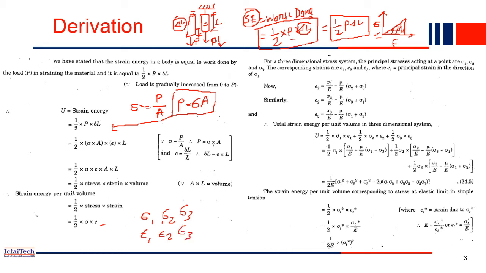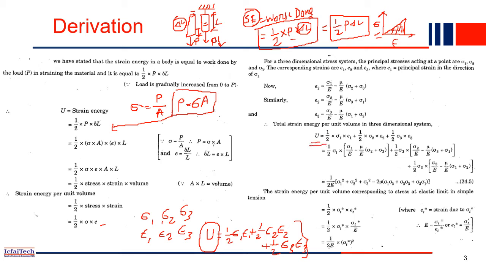So in that case, what will be the strain energy U? Strain energy U will be half of sigma 1 epsilon 1 plus half of sigma 2 epsilon 2, plus half of sigma 3 epsilon 3. So this is the total strain energy for a three-dimensional body U. So that's what we have written here. Here U equals strain energy.